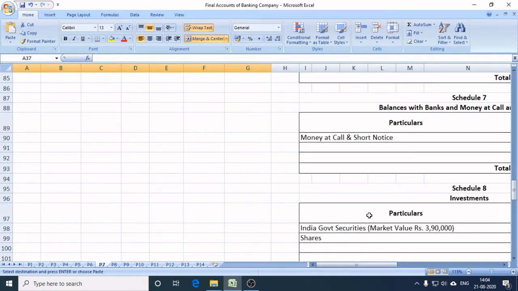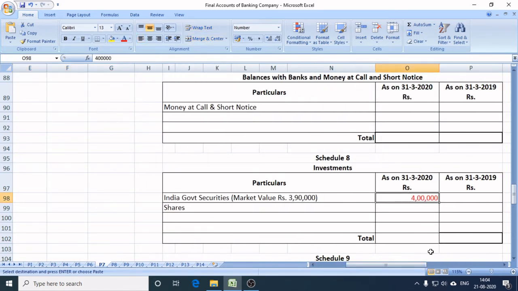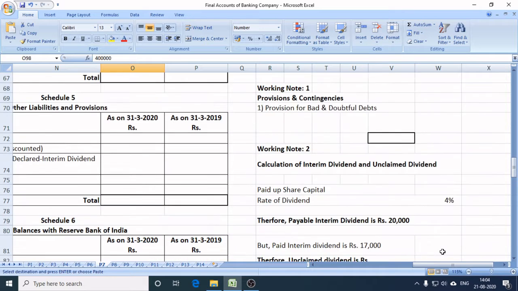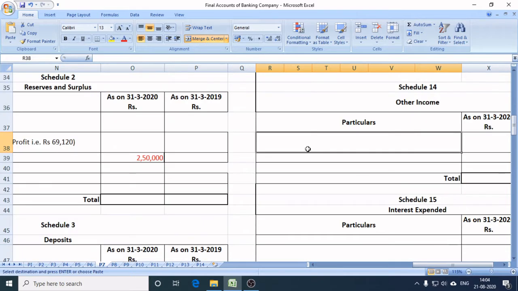We have here in the inner column under the particulars, but for calculation purposes we are going to consider only rupees 4 lakh. If you are going to consider rupees 3,90,000 for calculation purposes, then it means if you want to show the investment at the current market value, that is 3,90,000, then the corresponding effect, that is depreciation in the value of investment, you should record here in schedule number 14, other income, as a loss on revaluation of investment, and in brackets with a minus sign show rupees 10,000, and from the other income of the same schedule, that is 14, you should deduct that balance of rupees 10,000.